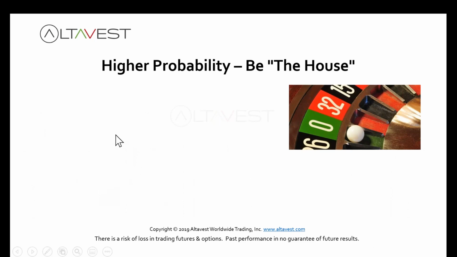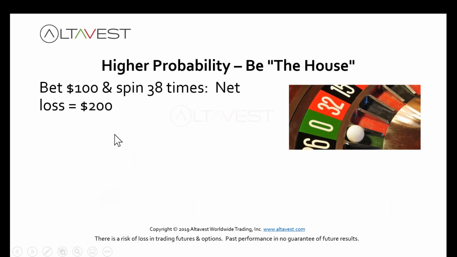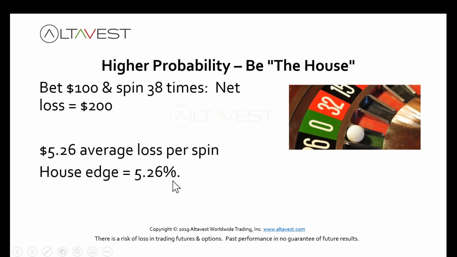That's what they look at, just like a casino does. Every game in a casino has an outcome biased in favor of the casino, or else they wouldn't do it. You spin that roulette wheel, bet on the green zero, and you do that 38 times, you're going to lose 200 bucks. That's what the statistics tell you. 526 on average. That's the house edge. Your losses become the house's edge.